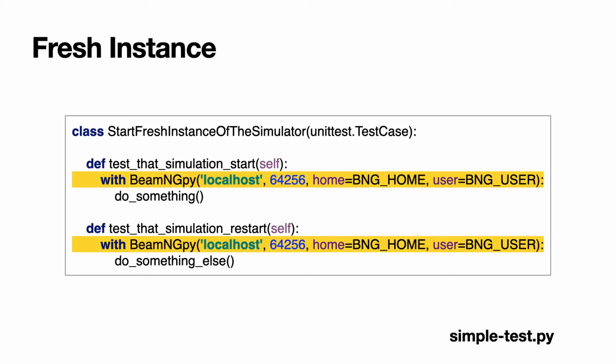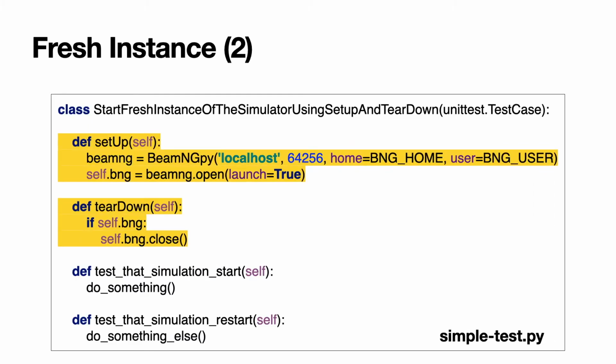So to start a fresh instance, this is a unit test class. What you have to do is that in each test you can open and close a new simulation. Here I'm using the Python context manager, so I defined two unit tests, and in the first I open the simulation. This is going to start the simulator and close it, and then I repeat the same for the second test, and for each test. Now we are aware that test frameworks like PyTest, unit test, XUnit, and so on come with some functionalities like setup and tear down methods.